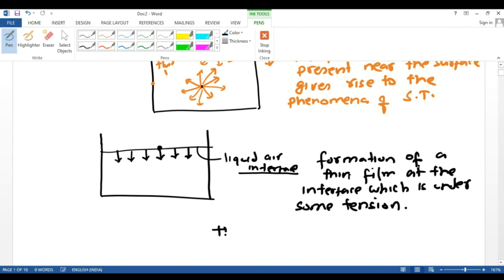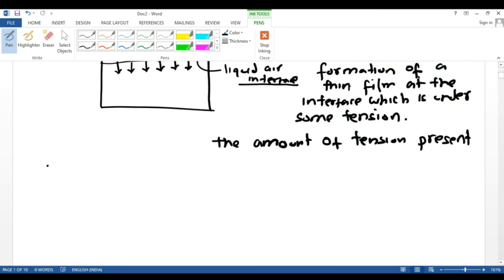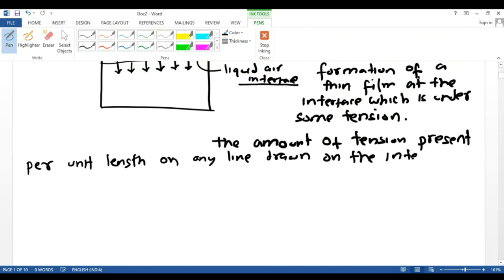And the amount of tension present per unit length on any line drawn on the interface is called T or S, the surface tension.